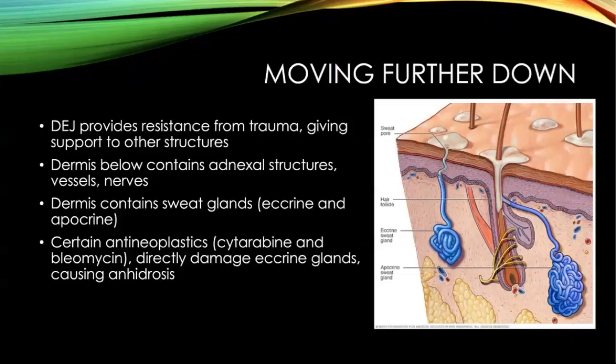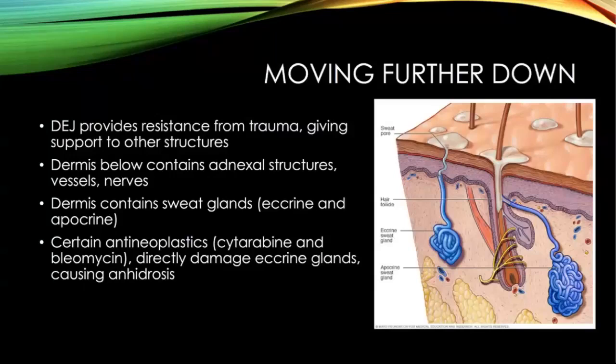So let's keep moving further down. The next we're going to talk about is the dermal-epidermal junction, which provides resistance from trauma and gives support to overlying structures. The dermis below the dermal-epidermal junction contains adnexal structures, so this is your blood vessels and your nerves. The dermis provides structural integrity and contains collagen and elastin embedded in chondroitin A and hyaluronic acid. Most people have heard of those terms because those are actually contained in many skin creams that target aging. And the dermis also contains sweat glands.